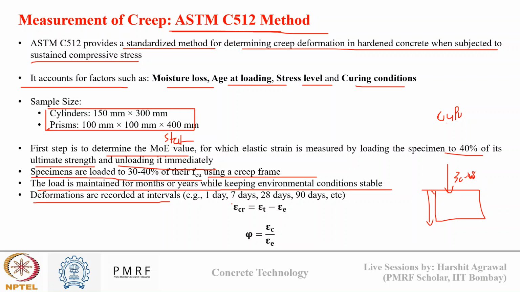So the creep deformation will be the total deformation minus the elastic strain. The elastic strain I will know since I know the MOE value. If I know the MOE value and the stress applied, I can know the elastic strain, so I can determine the creep strain, since the deformation that I record will be the total strain in the concrete. So creep strain I can determine from this value, and then the creep coefficient I can estimate. So phi equals epsilon_cr upon epsilon_e will be my creep coefficient.